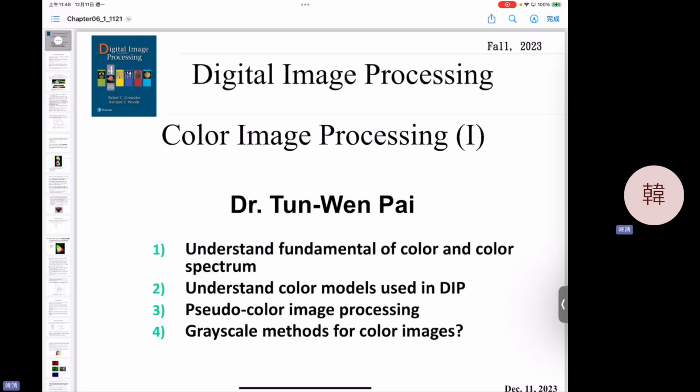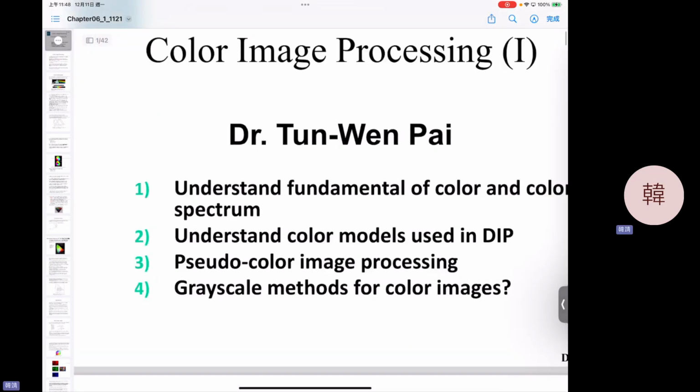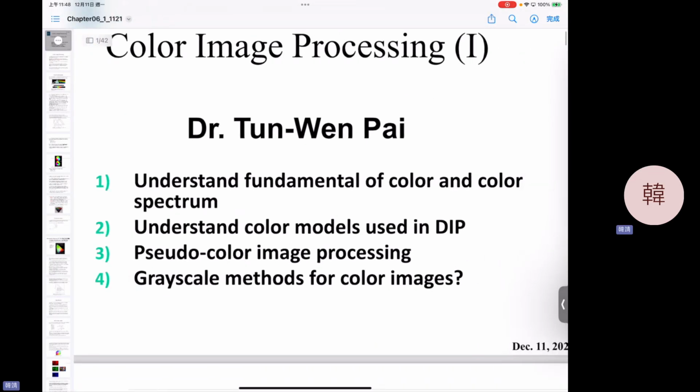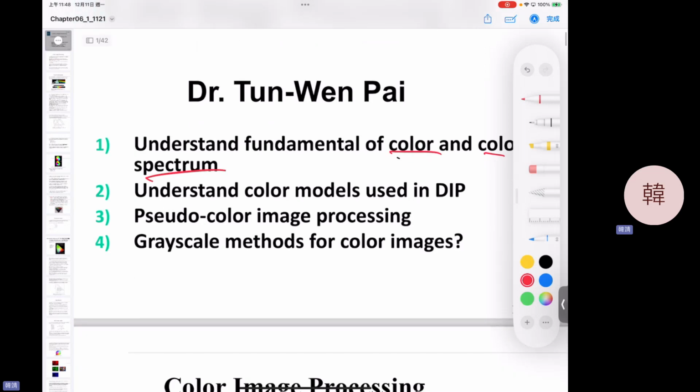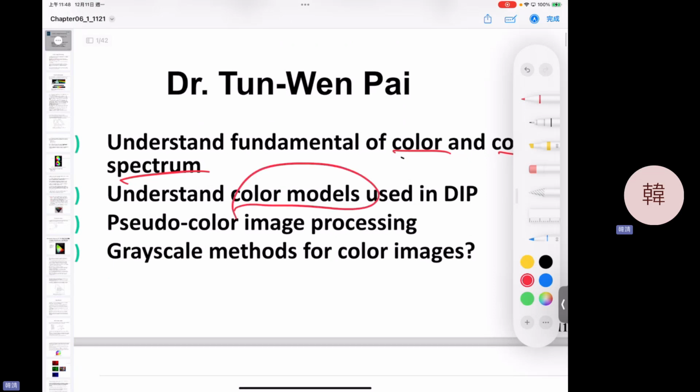In this chapter, we have to understand the fundamentals of color and the color spectrum. You are going to see what color is. Previously, we only used gray level images, right? You only had gray level images to process. But now we all face color images. So we have to understand the color components and how to handle them in a better way. We have to understand what a color model is.